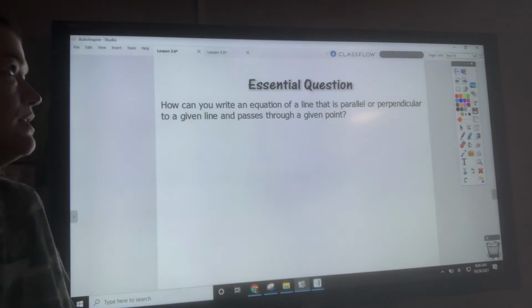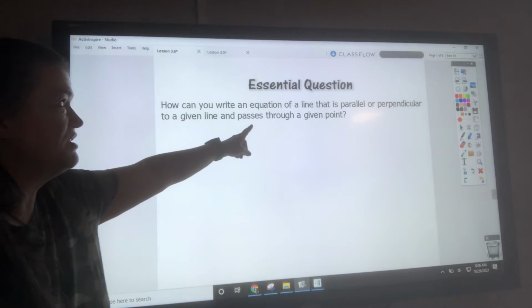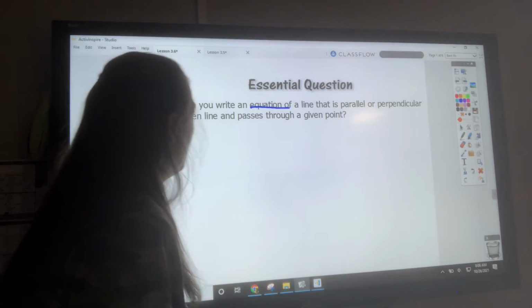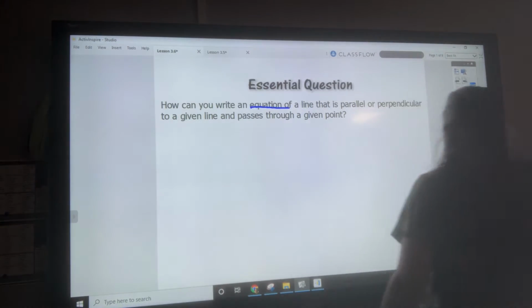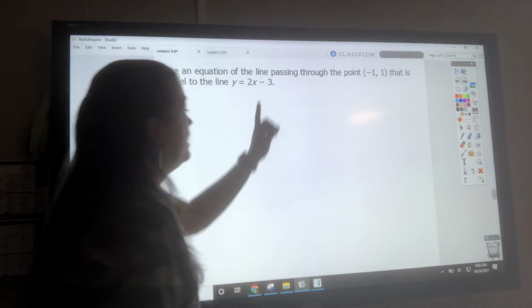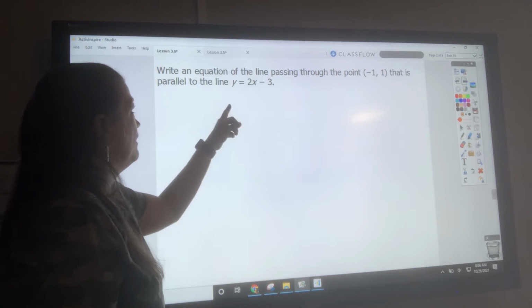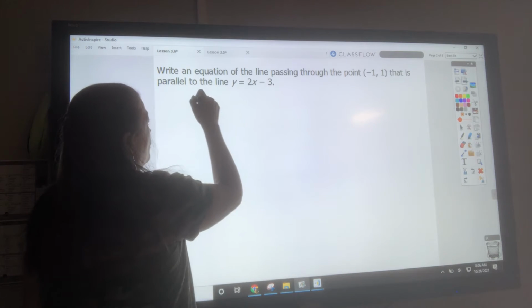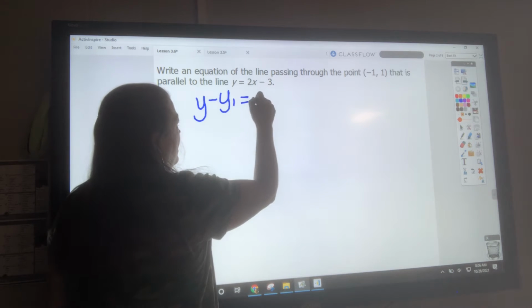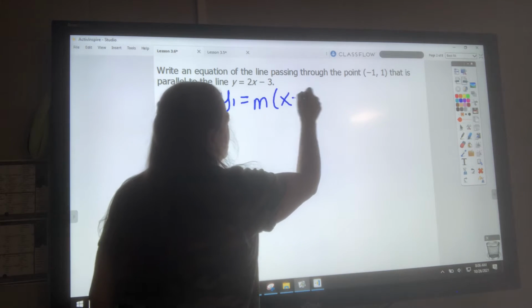Okay, today's lesson is over writing equations of lines. We're going to write an equation of a line that's parallel or perpendicular to a given line and passes through a given point. So we're going to write an equation of the line that passes through the point (-1, 1) that's parallel to this line.